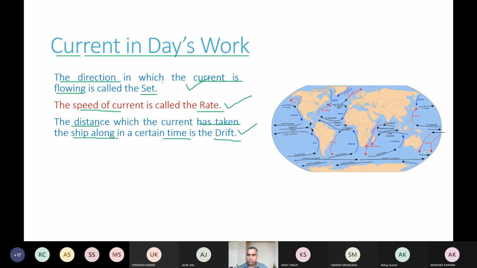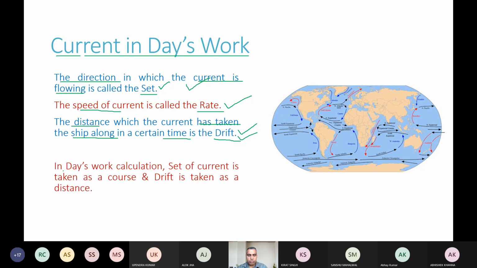So either in the question they will give you the set and rate, and they will tell you the time for which the current was affecting us, or they will give you the set and drift of the current. So if the set and drift is given, then time is not required. The set and drift can be used as a course and distance. Now, when we do the day's work calculation, if there is a current prevailing in that area, how do we account for that current? The set of the current is taken as a course and the drift is taken as a distance.